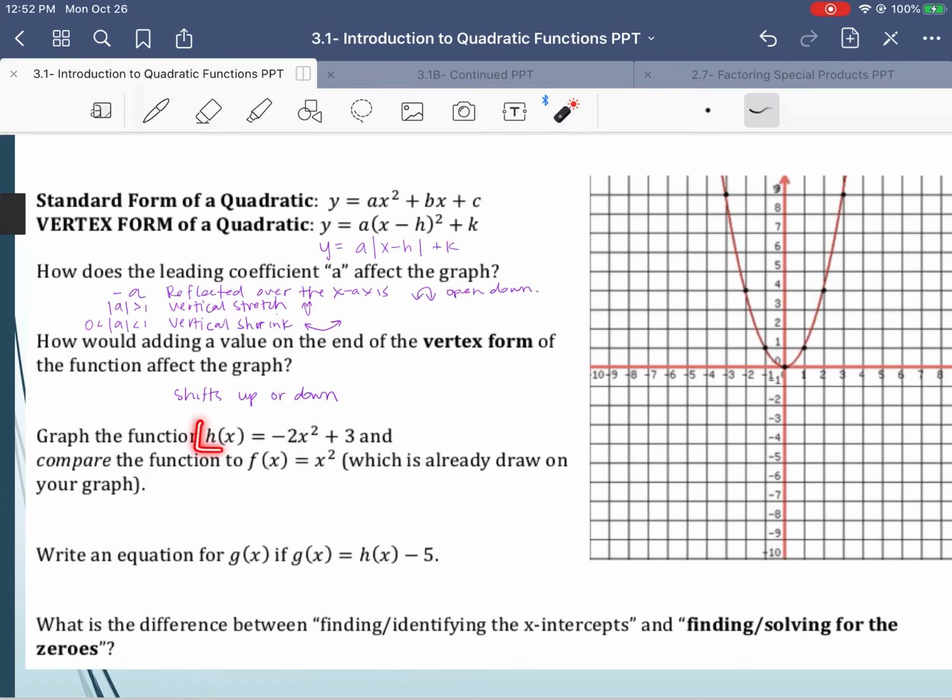So graphing this function right here, I'm going to talk about this on the next video, just for the sake of time. The bell is going to ring. So I will end this video and pick up just this very last part of these notes on the next one.